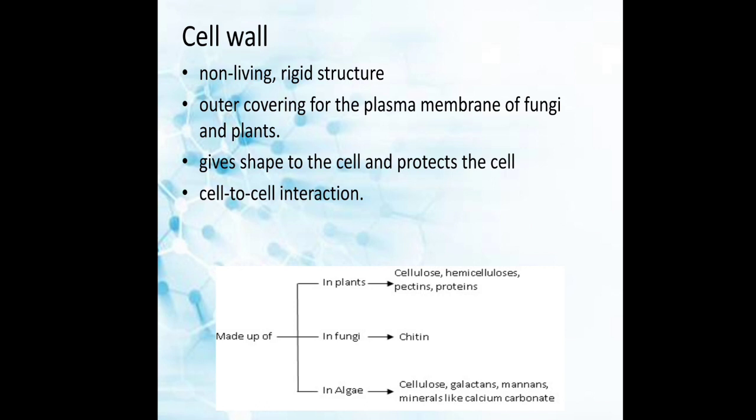Cell wall is mainly made up of cellulose, hemicellulose, pectins and proteins in plants. In fungi, the cell wall is produced by chitin, and in algae, the cell wall is made up by cellulose, galactans, mannans and minerals like calcium carbonate. Now, let us move on to the layers of cell wall.